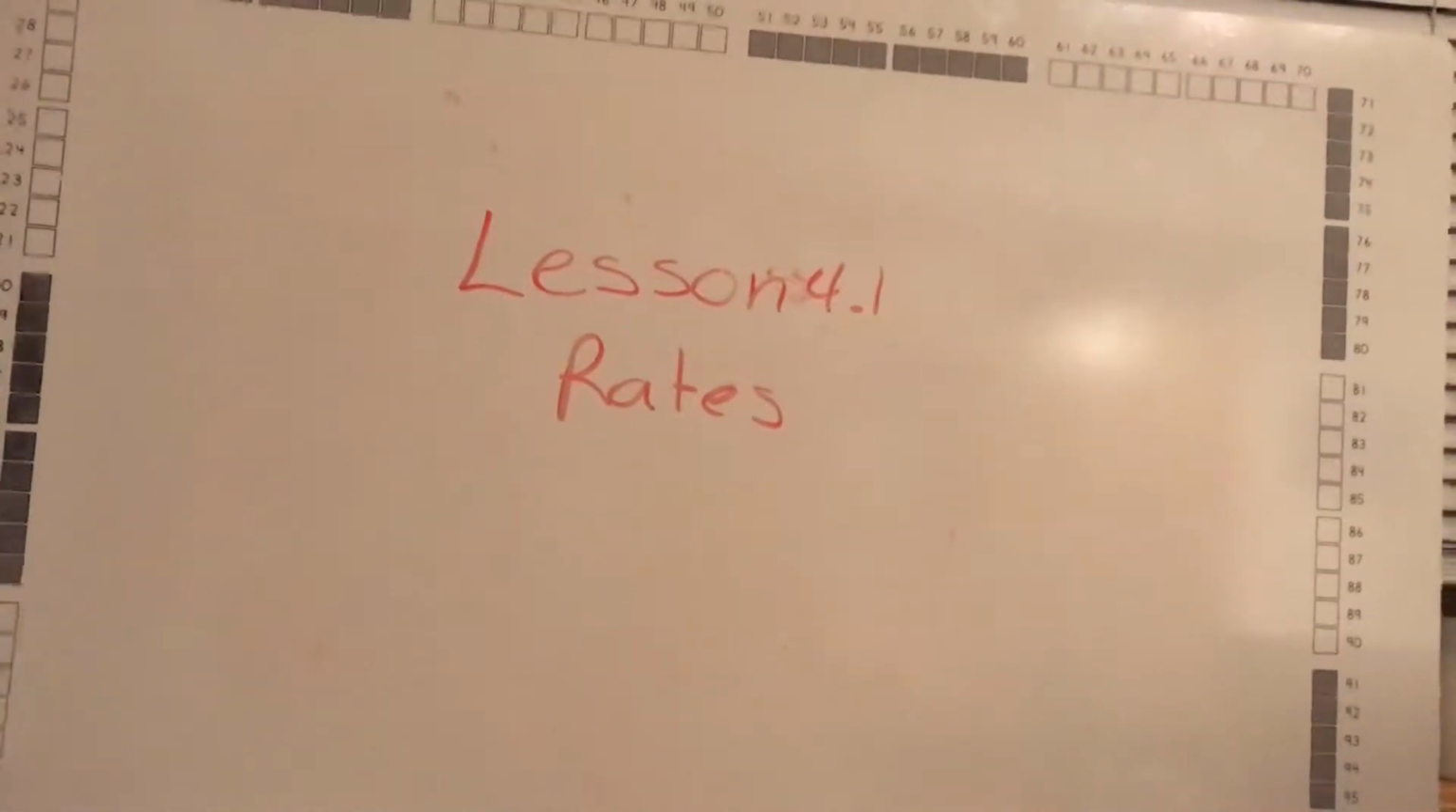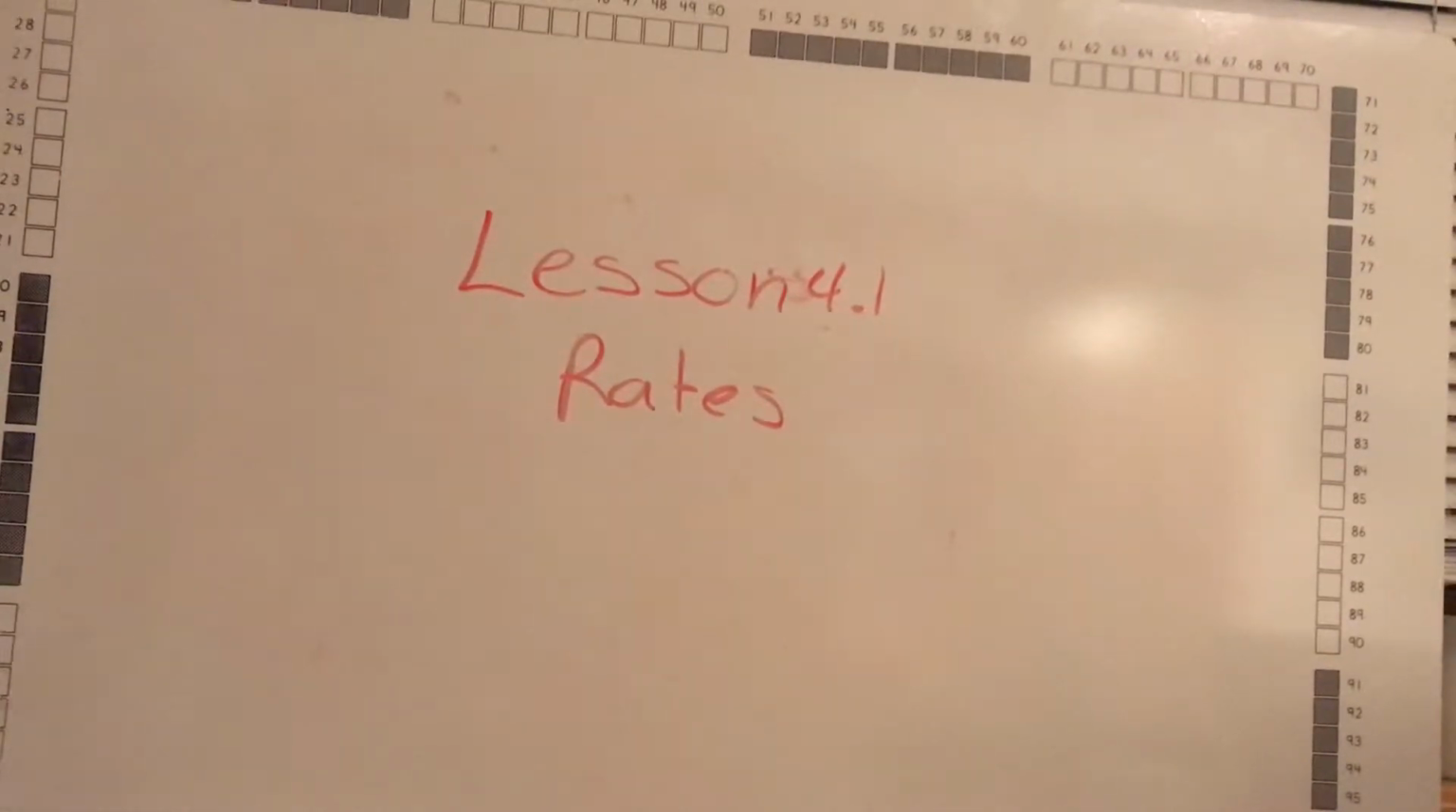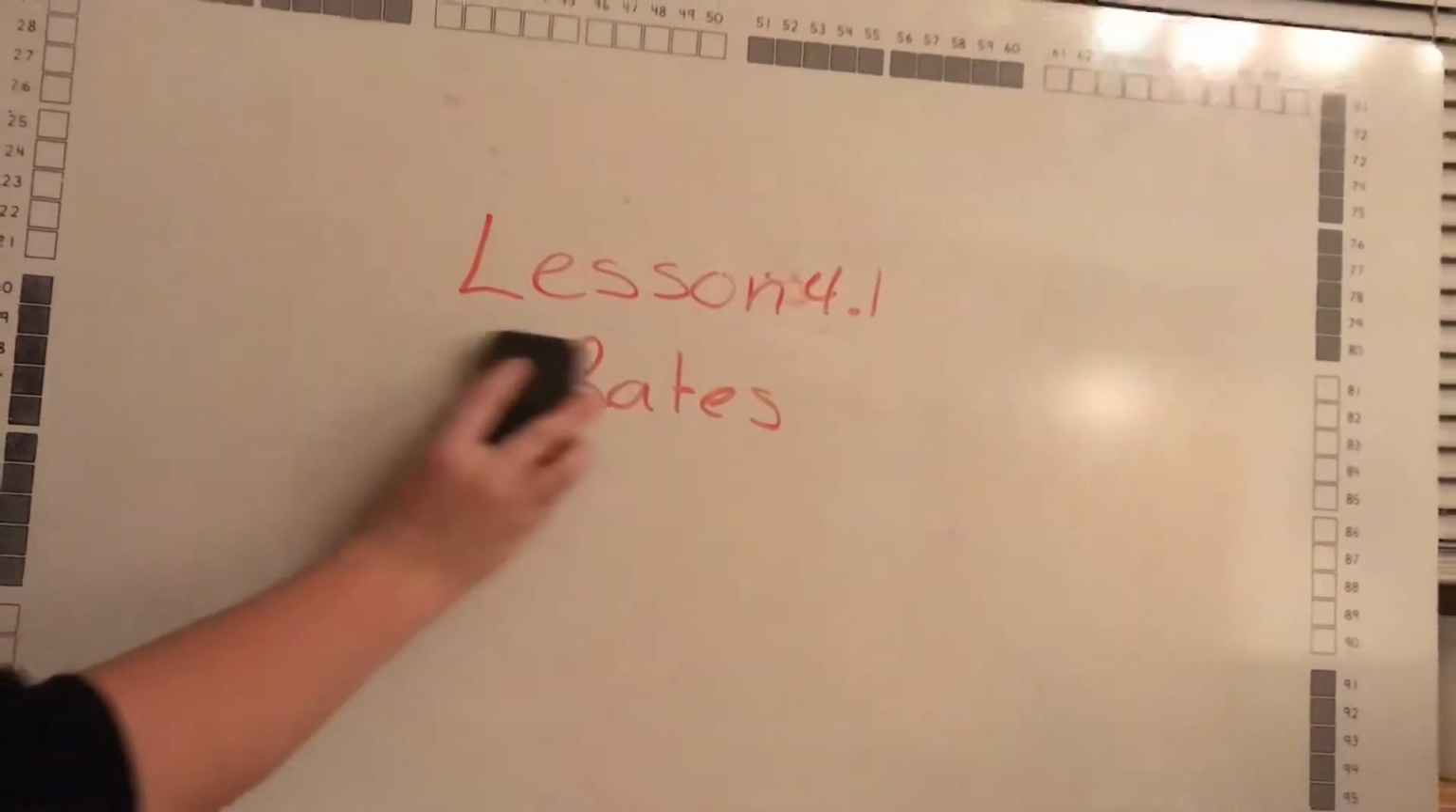All right, today's lesson is lesson 4.1, and we're going to be learning about rates. So open up your book to page 150, and follow along with our book. We have a little story at the beginning of the chapter section. It says, the Lawsons are going camping at Rainbow Falls, which is 288 miles from their home.